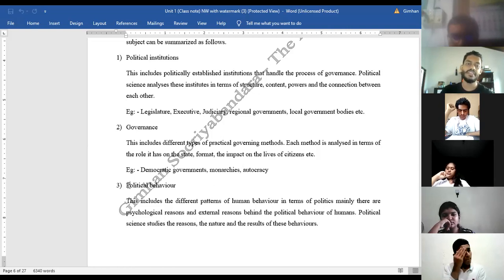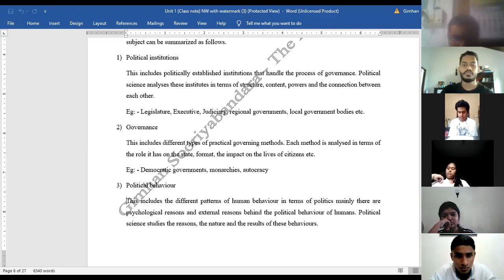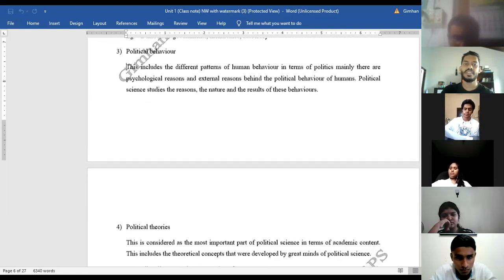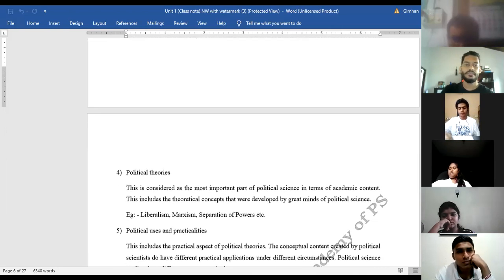And of course, political behavior. This was the part which was introduced by the behavioralists in the American universities. How people behave in terms of politics. This includes the different patterns of human behavior in terms of politics. Mainly, there are psychological reasons and external reasons behind the political behavior of humans. Political science studies the reason, the nature, and the results of these behaviors. Why do people behave in certain ways when it comes to politics?